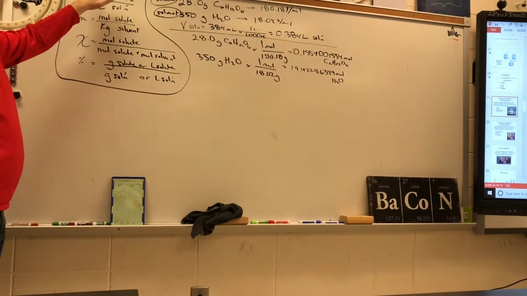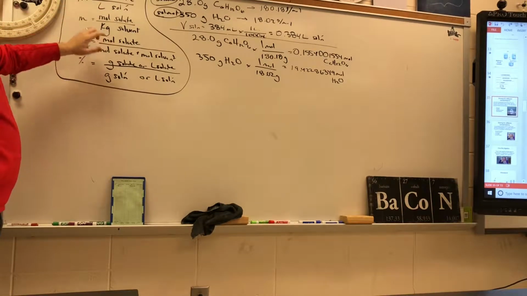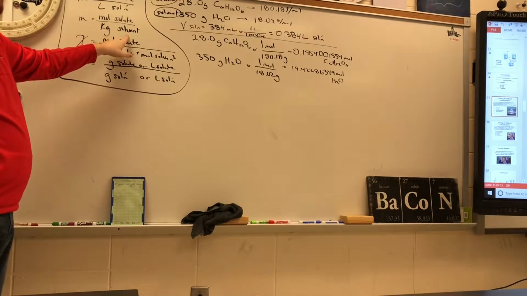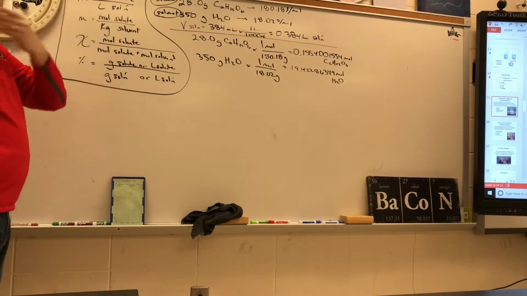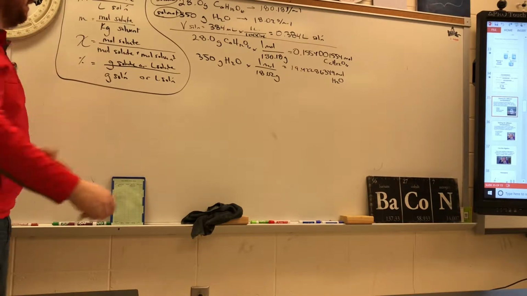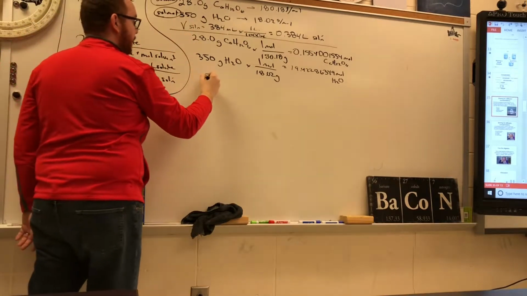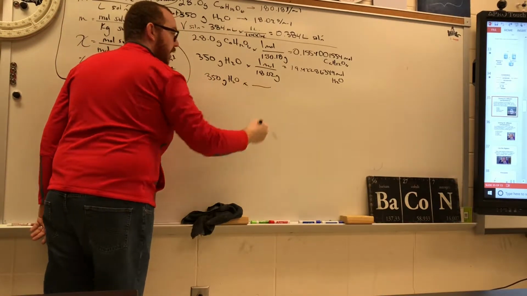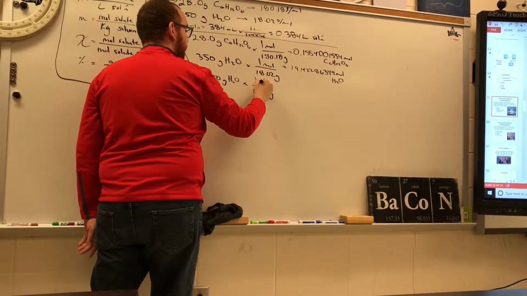So I have liters of solution. I could find molarity right now if I wanted to. I'm going to keep going, just to make sure I have everything. Moles of solute, kilograms of solvent. Well, I don't have kilograms up here, do I? I know the solvent's water, so I know I have 350 grams of water. Divide by 1,000, because for every 1,000 base units, you have 1 kilogram.